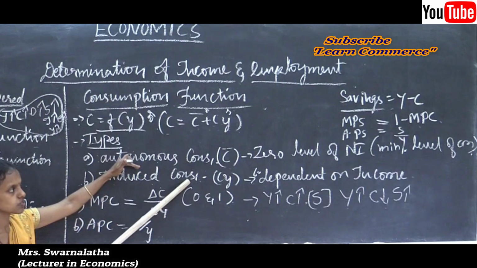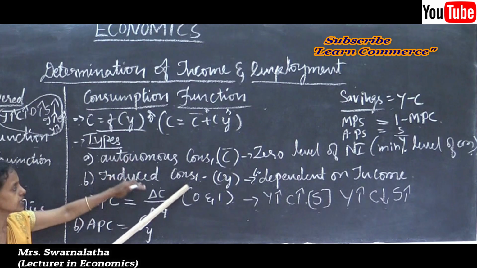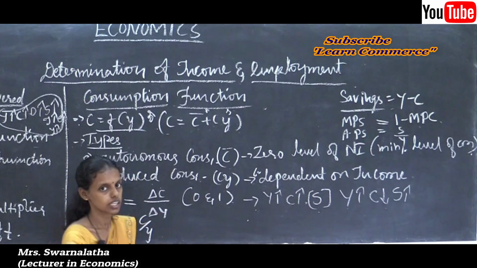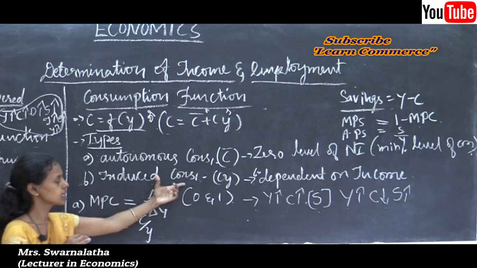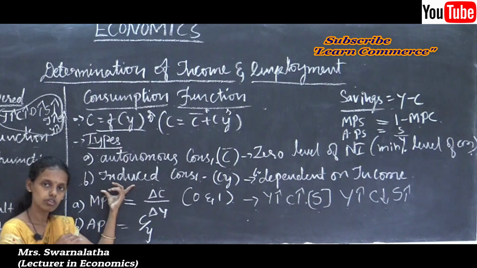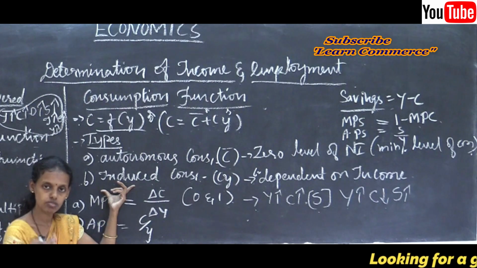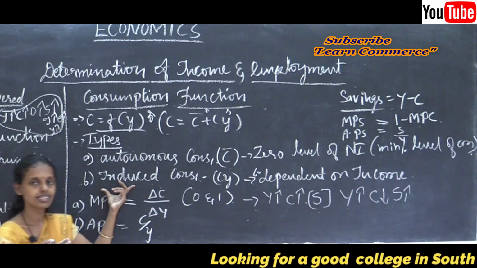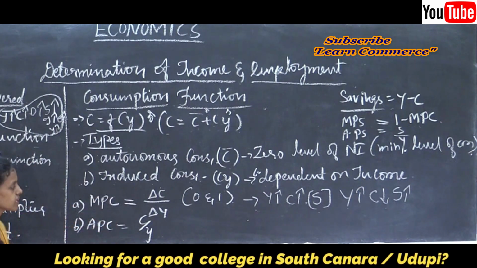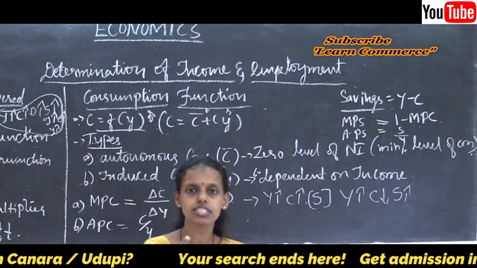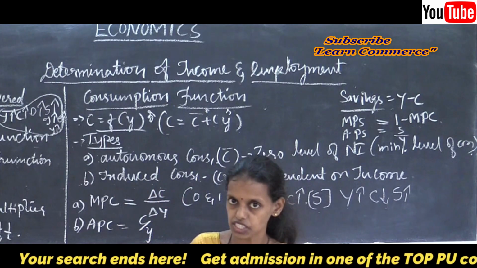Autonomous consumption is free from income, and induced consumption is dependent on the income level of an individual. Increase in the income encourages the consumption, decrease in the income discourages the consumption level. Next, some concepts we should study before going to the consumption function graphical representation.